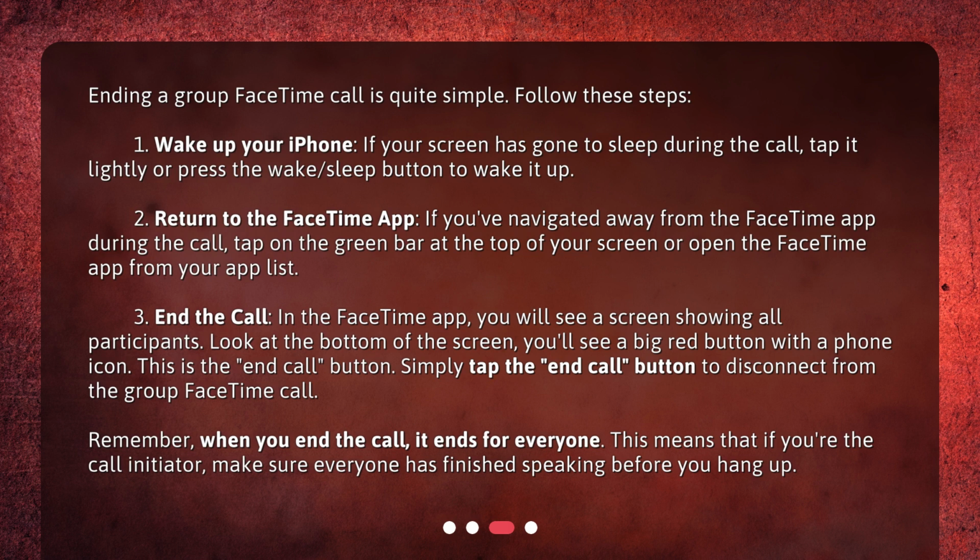3. End the call. In the FaceTime app, you will see a screen showing all participants. Look at the bottom of the screen. You'll see a big red button with a phone icon. This is the End Call button. Simply tap the End Call button to disconnect from the group FaceTime call. Remember, when you end the call, it ends for everyone. This means that if you're the call initiator, make sure everyone has finished speaking before you hang up.